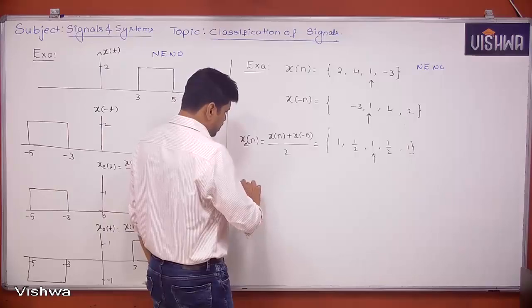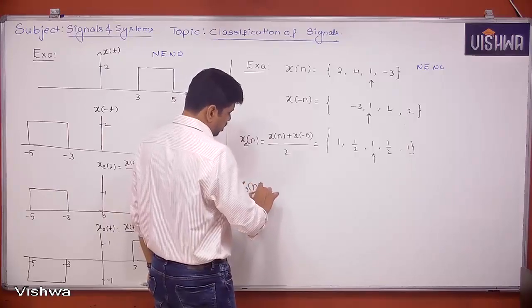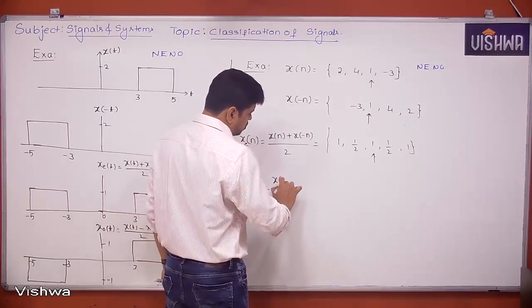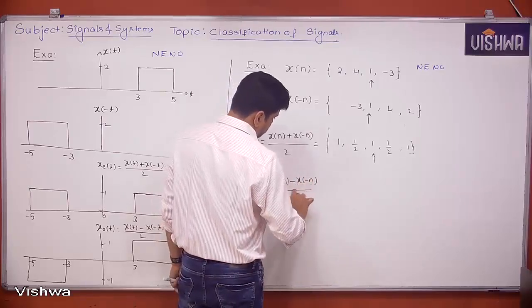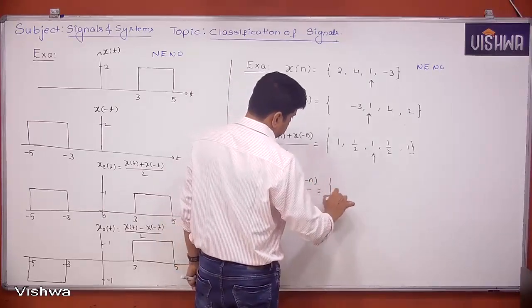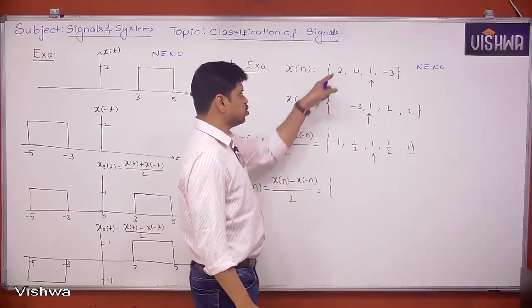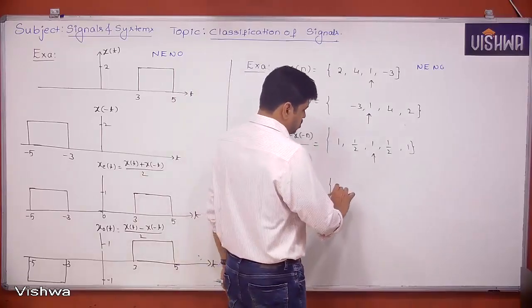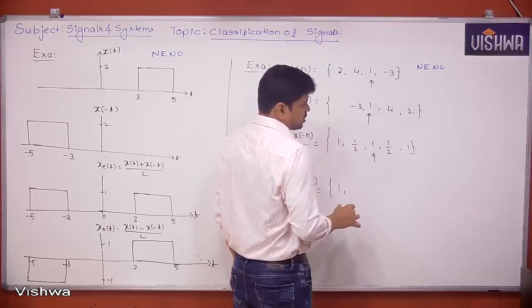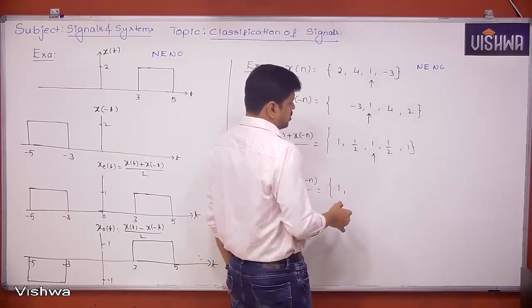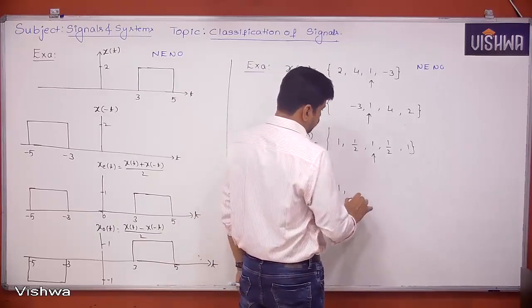Suppose I try to calculate the odd part, x of n minus x of minus n divided by 2. Subtraction: 2 minus 0, 2 by 2, 1. 4 minus of minus 3, that is nothing but 8... no, 4 minus minus 3 is 7; but as stated, 8 by 2, that is 4.